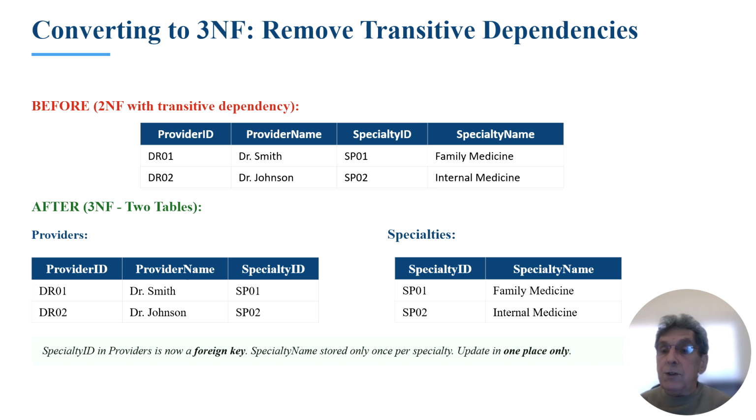Specialty name is stored exactly once per specialty. Family medicine appears in one row in the specialties table, not repeated across multiple provider records. Change the specialty name once in one row, and all providers with that specialty automatically reflect the new name through that foreign key relationship. This is the power of third normal form. Every fact is stored exactly once in the table where it belongs.